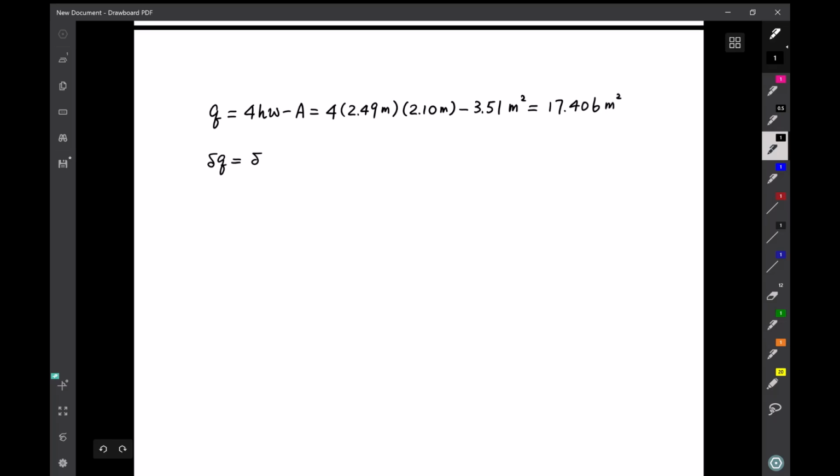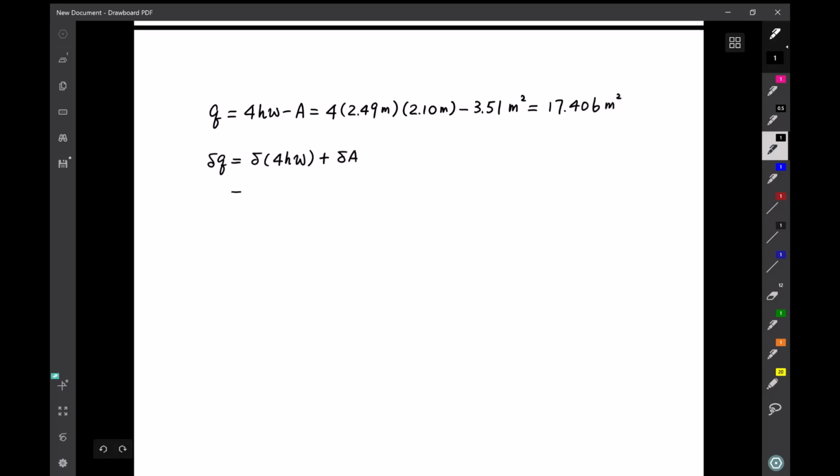So it equals delta 4HW, absolute uncertainty, plus delta A. Delta A is already known, so that's okay. How are we going to find delta 4HW? So go back to your uncertainty propagation rules and look at rule number 2. Because we want to find the absolute uncertainty of a product, we are going to use the right hand side, the rightmost form of rule number 2.